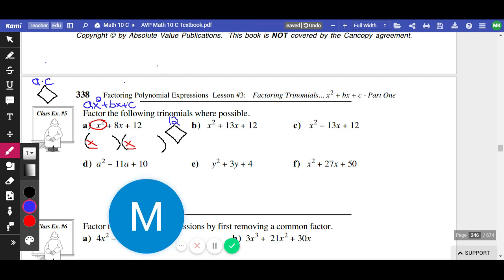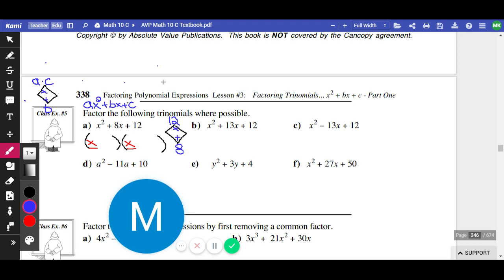On the bottom of your diamond, you put your B value. For us, in this question, our B value is 8. Right, so that's the setup for your diamond. The top is A times C, the bottom is B. The sides, you've got to figure out. You're trying to figure out two numbers that multiply to be the top number and add to be the bottom number. So we're looking to multiply to be 12 and add to be 8.